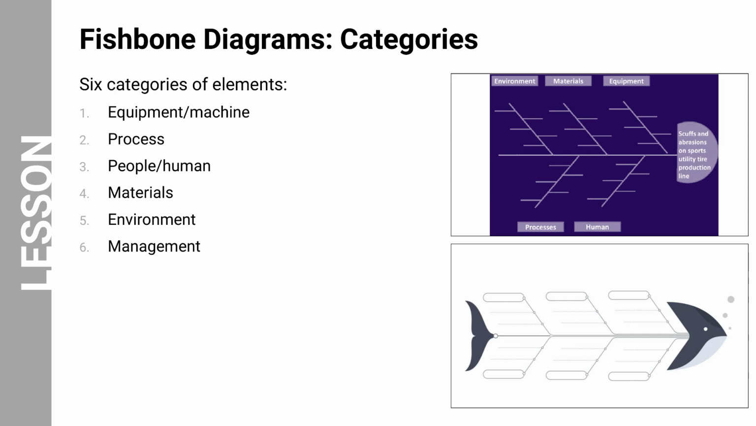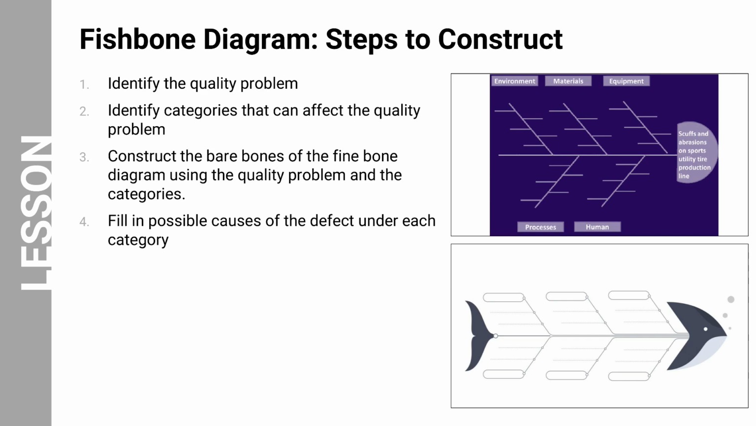Fishbone diagrams are particularly helpful in determining the cause of quality failures, especially for projects where it is not possible to collect a large amount of data on the problem. To construct a fishbone diagram, first, the quality problem needs to be identified. Then the categories of possible causes of the problem are identified and investigated. Next, the bare bones of the fishbone diagram is constructed using the quality problem as the head of the fish and the categories as the bones. Lastly, the possible causes of the defect under each category are filled in. This step is best conducted as a brainstorming activity involving a group of 3 or 4 experts from the process that you are trying to improve.